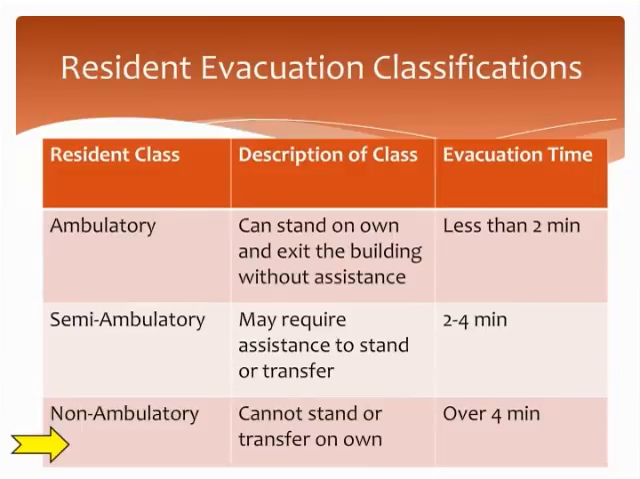A resident in the non-ambulatory class would be a resident who cannot stand or transfer on their own and would need a lot of assistance, either with a strong 2-person assist or a lift to transfer. This resident would require over 4 minutes to evacuate. In total, a resident can be categorized into one of 6 different categories. It is important to note that the resident is classified according to worst case scenarios, most likely if they were in bed and needed to evacuate.